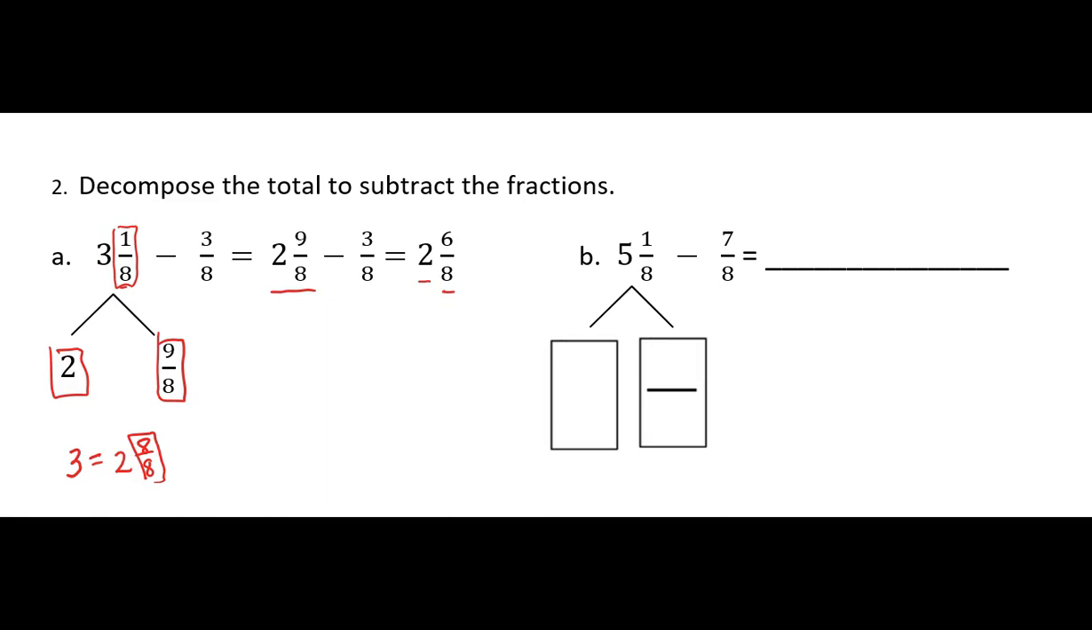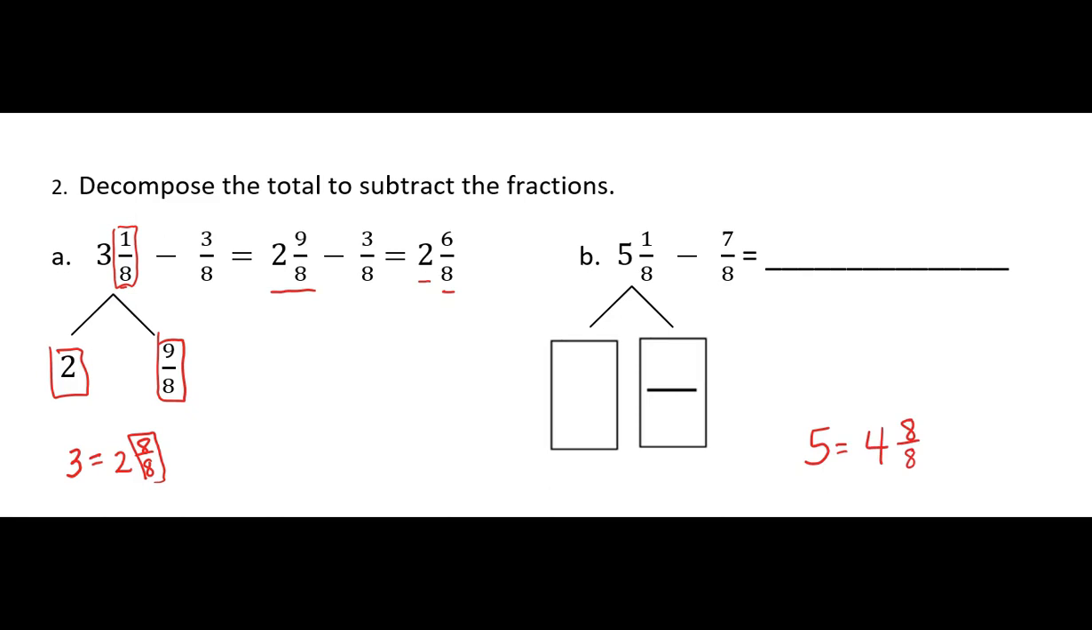Let's look at problem B. Here I have 5 1/8 minus 7/8. For the fraction part of the subtraction, I can't do 1/8 minus 7/8. We're going to decompose the 5 so I can get more eighths in order to do that subtraction. We can think of 5 as the same thing as 4 and 8/8. The 8/8 make that whole.